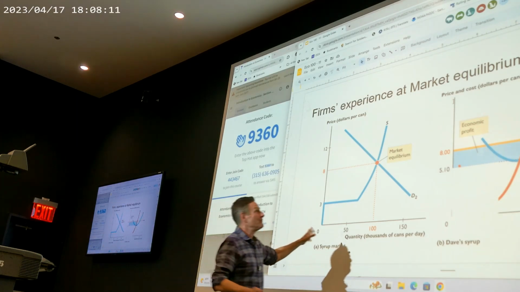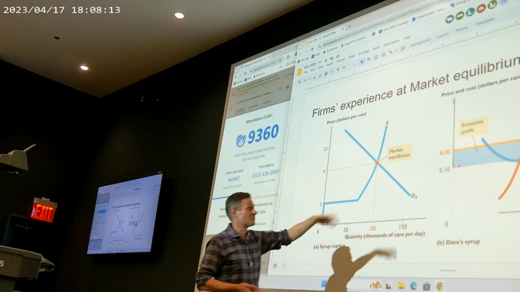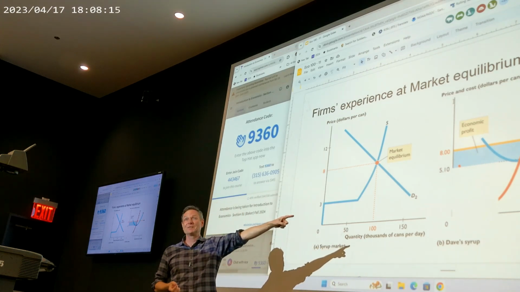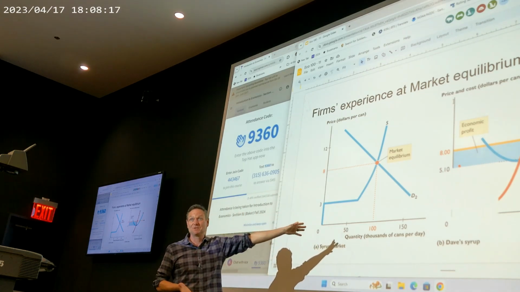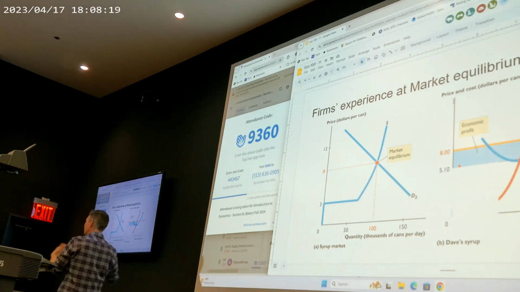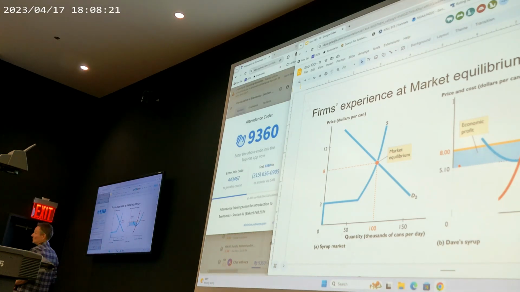And so in the short run, we would think about this as a complete description of what the firm is experiencing in an industry and what the industry looks like. That's why I've called it short run. Intuitively, when we start thinking about the long run, firms coming in and out of the industry, entry and exit, that's going to change the position of the supply curve.